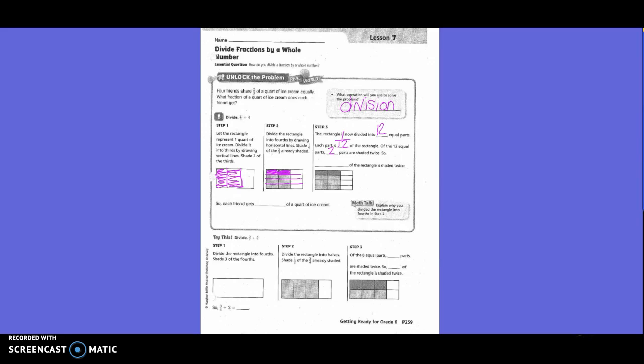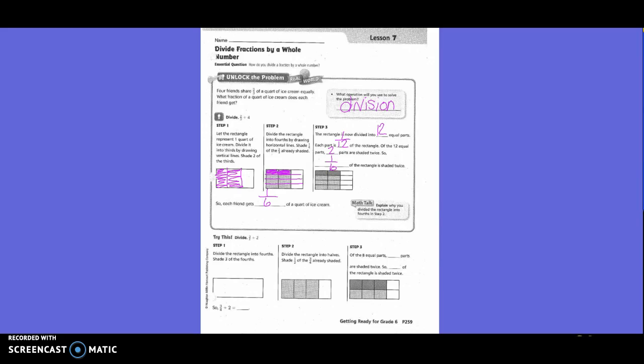So, well, 2/12, but what simplified? 1/6 of the rectangle is shaded twice. So each friend gets 1/6 of a quart of ice cream.